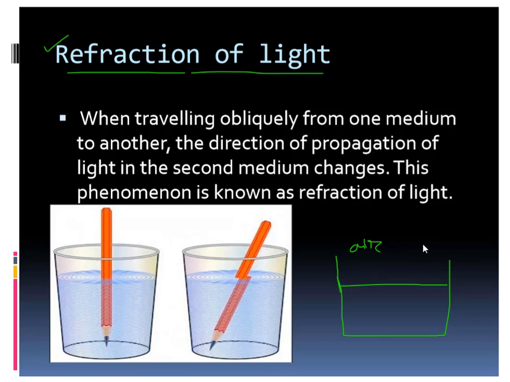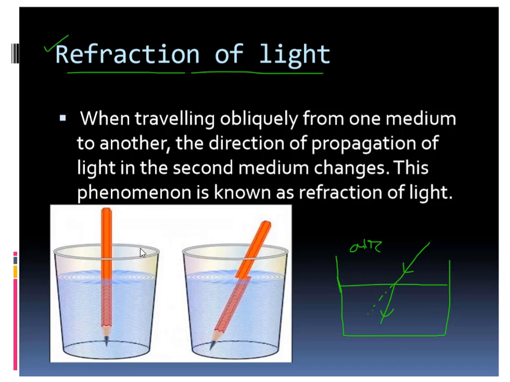Here, when a light ray is incident on the surface of water, rather than moving on the same path, what will happen here? The ray of light bends. The ray of light doesn't move in the same path, it bends. So this bending of light from one medium, in this case the air medium, to the other medium, that is the water medium, is called refraction.